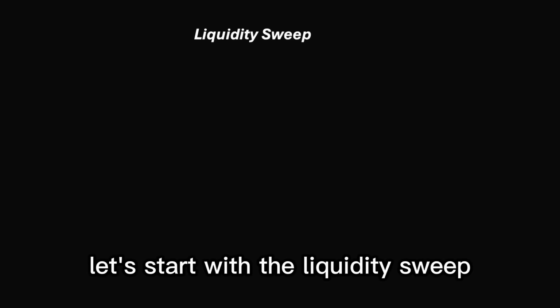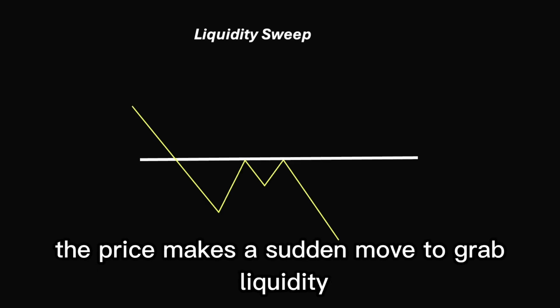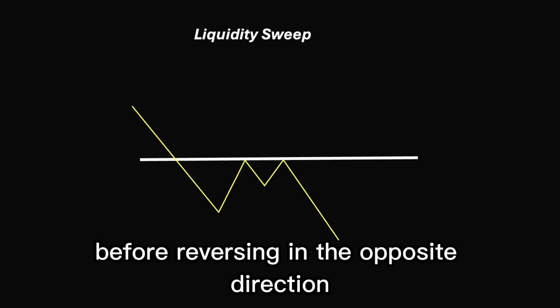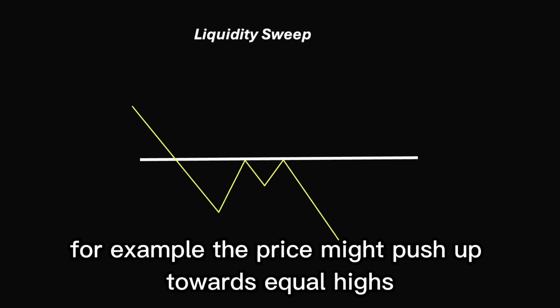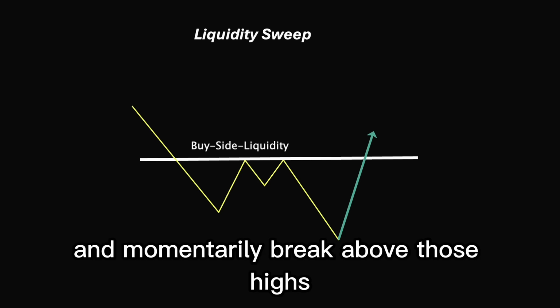Let's start with the liquidity sweep. A liquidity sweep happens when the price makes a sudden move to grab liquidity before reversing in the opposite direction. For example, the price might push up towards equal highs targeting buy-side liquidity, and momentarily break above those highs.